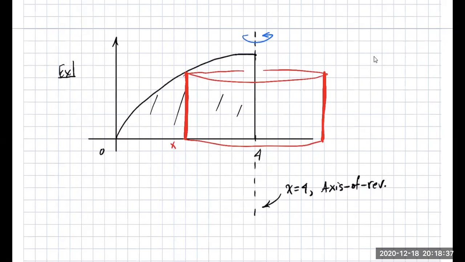Now, that's just one. Let's draw a couple more. Let's use different colors, so we can see it a little bit better. Here's a cylindrical shell right here. So for that one rectangle, here's the shell that it sweeps out. Here's another cylindrical shell. So rectangle here.